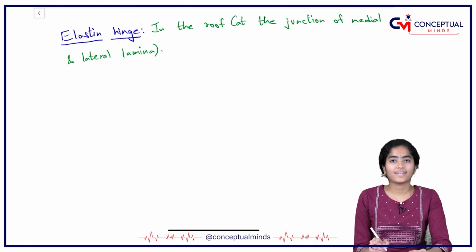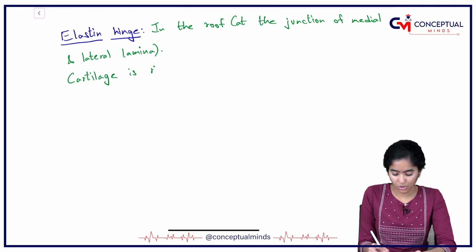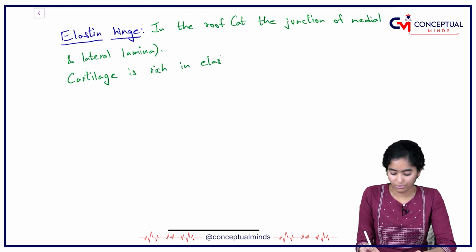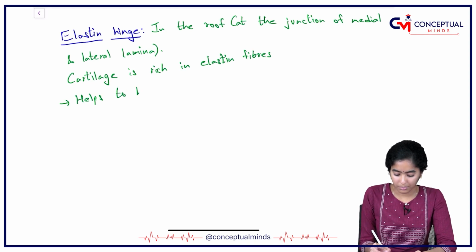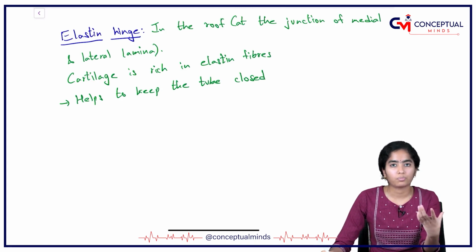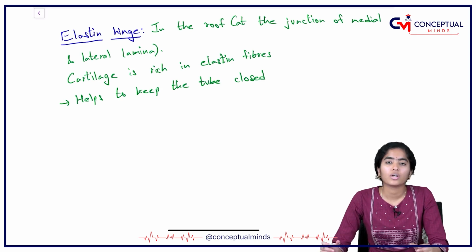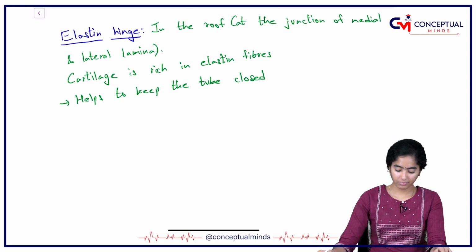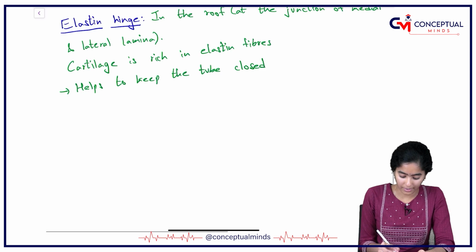The cartilage over there is rich in elastin fibers. And this elastin hinge helps to keep the tube closed. The three muscles there help open the tube. And when they are not acting, the tube has to be kept closed, and this elastin hinge helps in keeping the tube closed. The next structure that we must learn is Ostman's pad of fat.